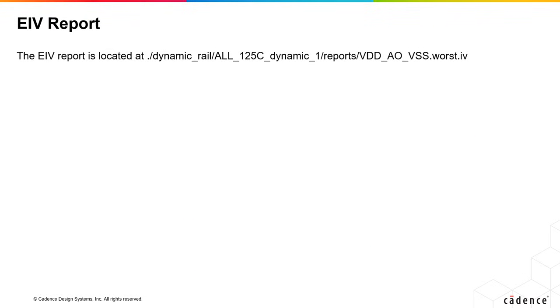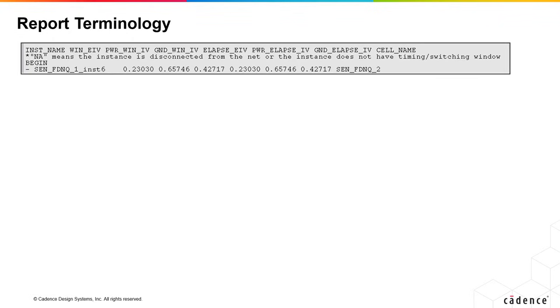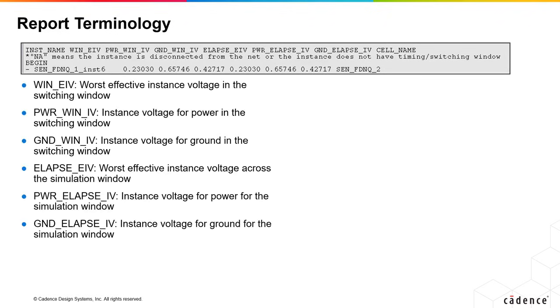The EIV report is generated inside the Reports folder of the Rail State directory and given by the worst.iv extension. A sample worst EIV report for VDD-AO-NVSS is shown here. Given an EIV report, how do we interpret the different columns in the report header? The various header fields are explained here with an example.